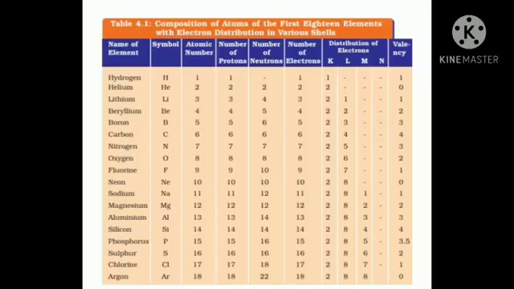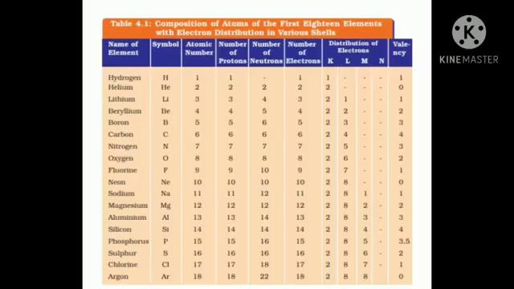Magnesium, symbol Mg, atomic number 12. Number of protons 12. Similarly, the number of electrons 12. Number of neutrons also 12. The distribution of electrons 2, 8, 2, that is K, L and M have the electrons 2, 8 and 2 respectively. Since the number of electrons in the outermost shell is 2, the valency is 2.